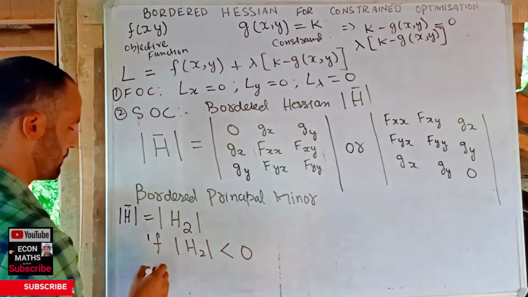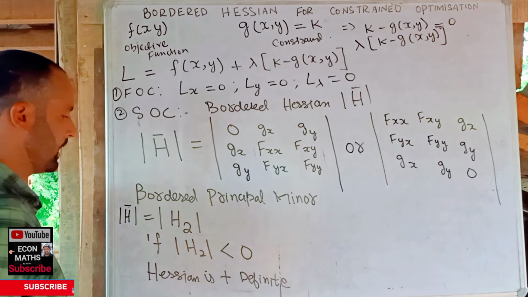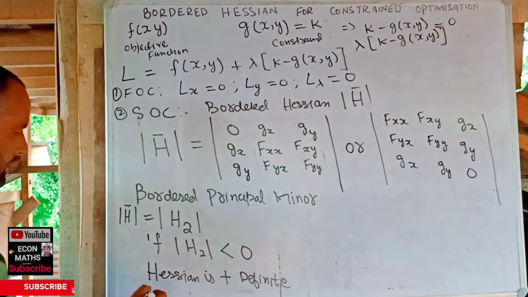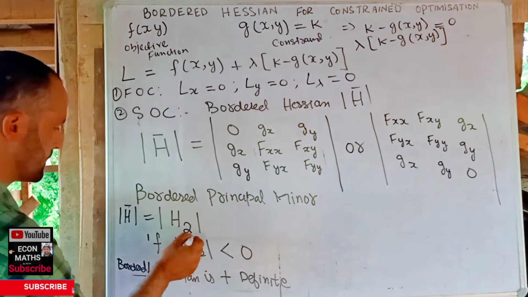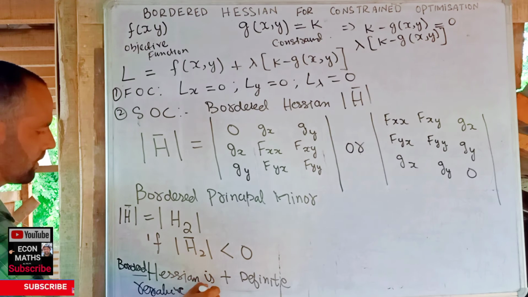positive definite. We say the bordered Hessian is positive definite, and the positive definite bordered Hessian satisfies the sufficient condition for relative minimum. That is, if this bordered Hessian is called positive definite, so here it is actually like this bar, and we say we have the relative minimum.